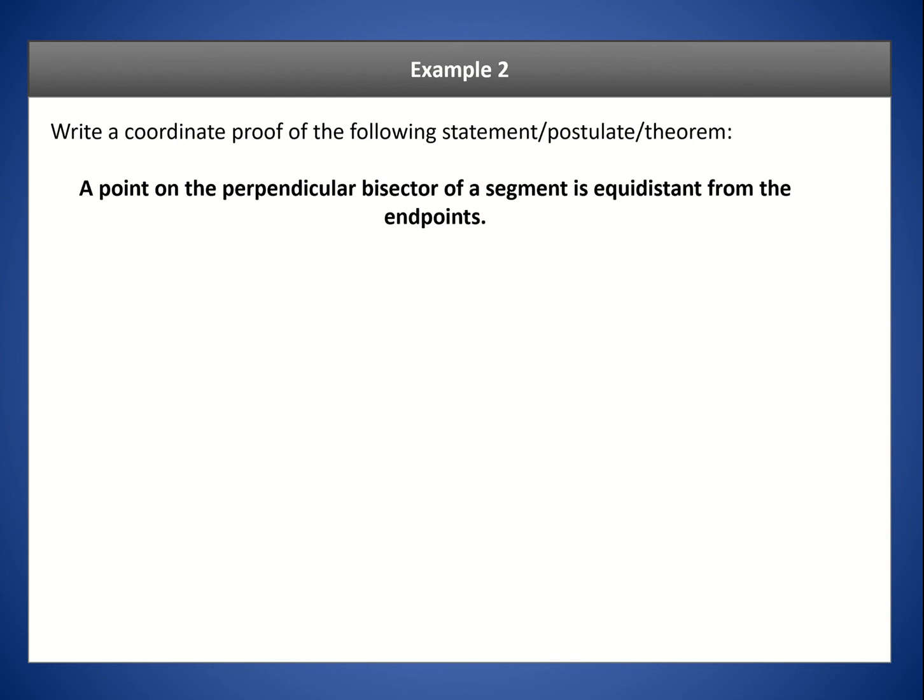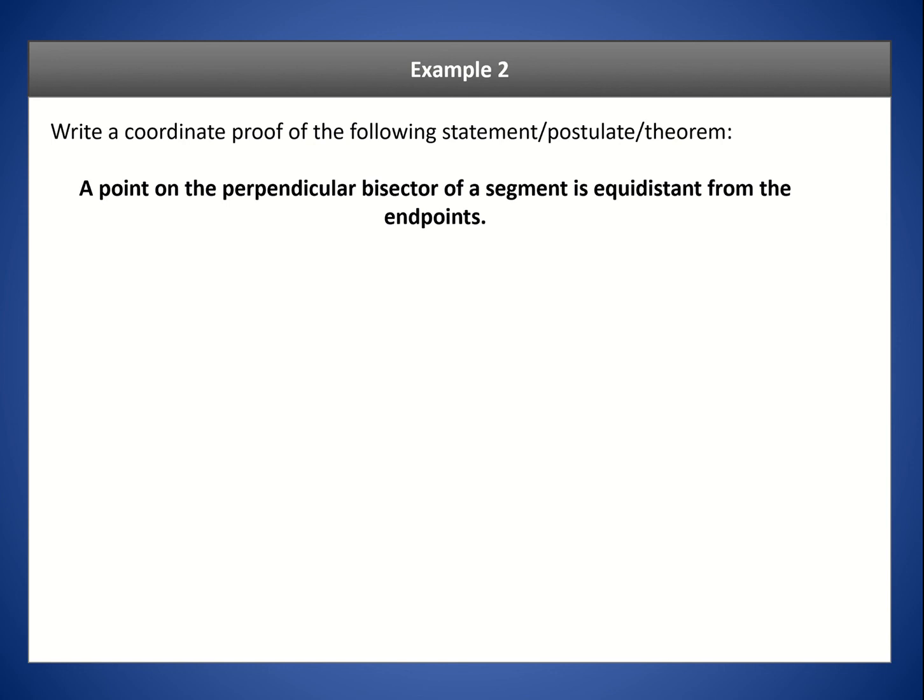Okay, so these kind of theorems, there's a lot of calculations involved, a lot of variables, so they tend to be a little on the harder side. Let's do a coordinate proof of the following. A point on the perpendicular bisector of a segment is equidistant from the endpoints.